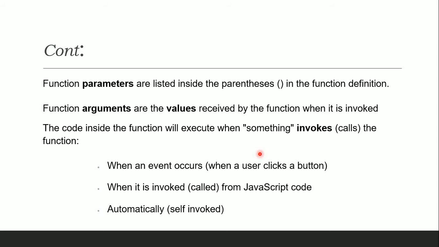So a good example is when an event occurs. For example, a user is clicking a button, then that can be considered as a function that is being called to perform something. Or when it is invoked from JavaScript code, or when it is automatically self-invoking. So functions are very important and they can be invoked or they can invoke themselves.